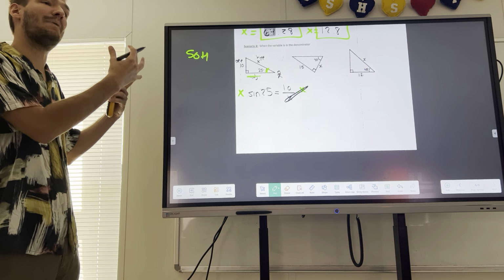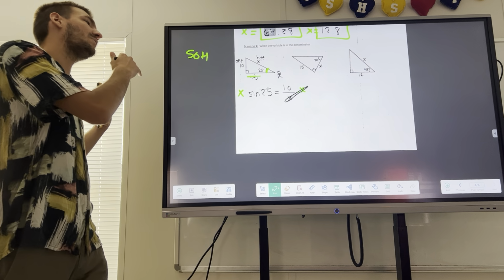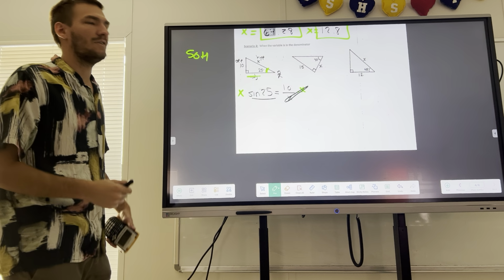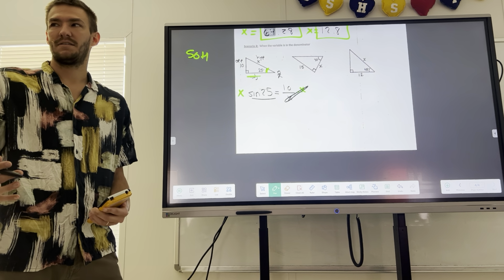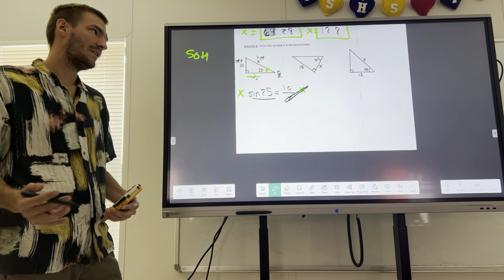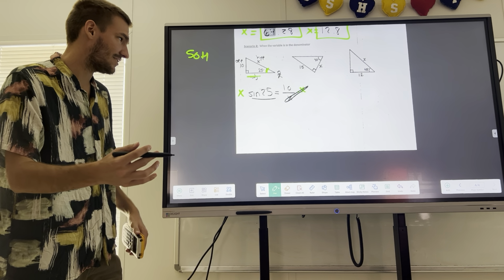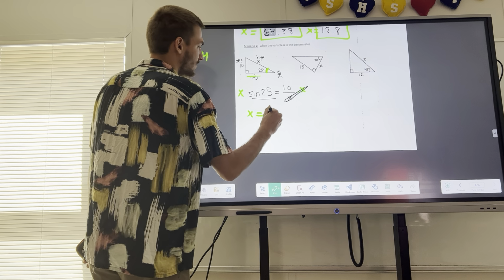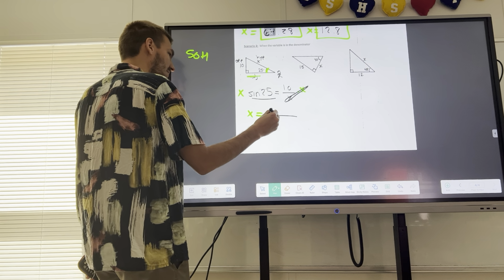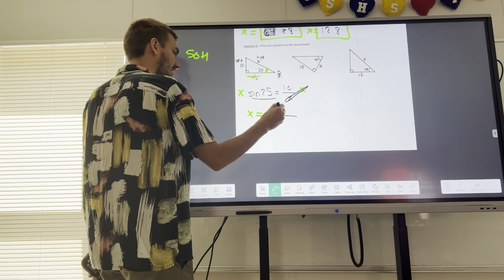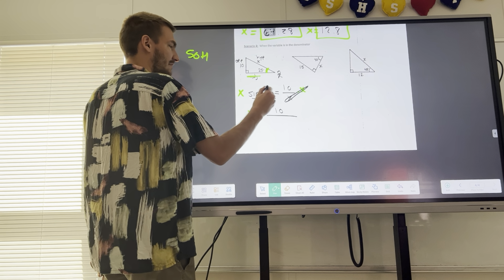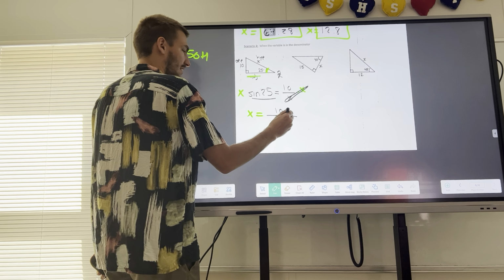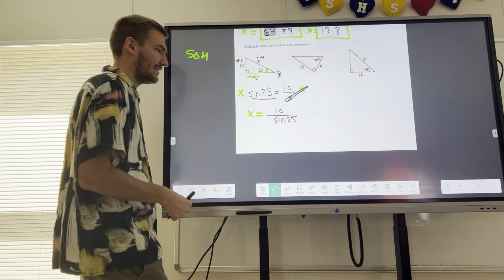We want X by itself. How do we get the X by itself? How do we get rid of this? We want to divide that. So, if we divide that to the other side, X is equal to, what's on the top? 10. Because we're going to be dividing both sides. And then what's on the bottom? Sine 25.